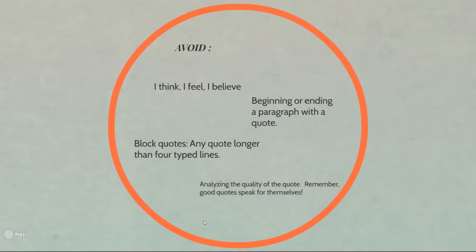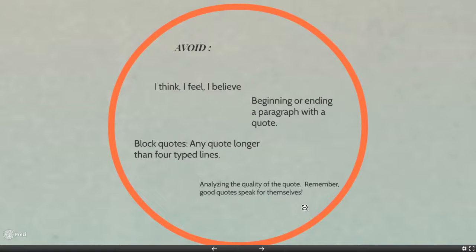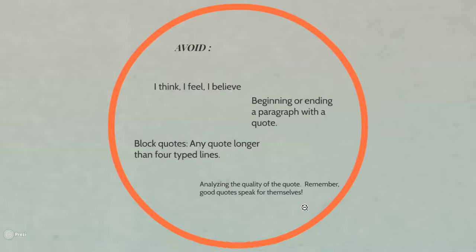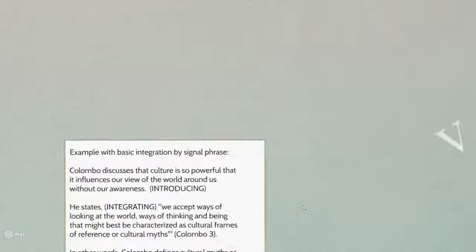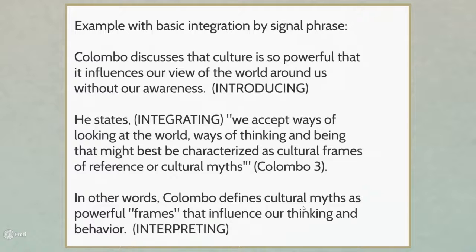And again, you want to avoid analyzing the quality of a quote, remembering that you're looking at the words and ideas in the quote and discussing what they mean, rather than just saying this is a good quote or this is a true quote. So quickly, here are some examples of what we've just been discussing. Here's a quote integrated in a pretty standard way using a signal phrase.